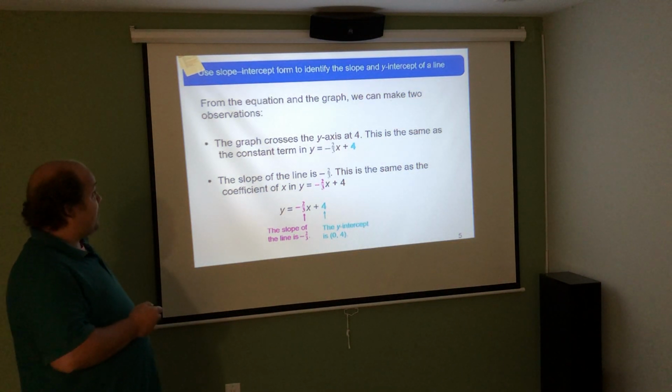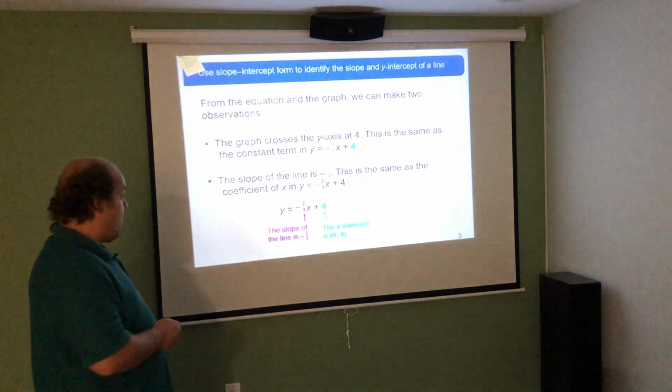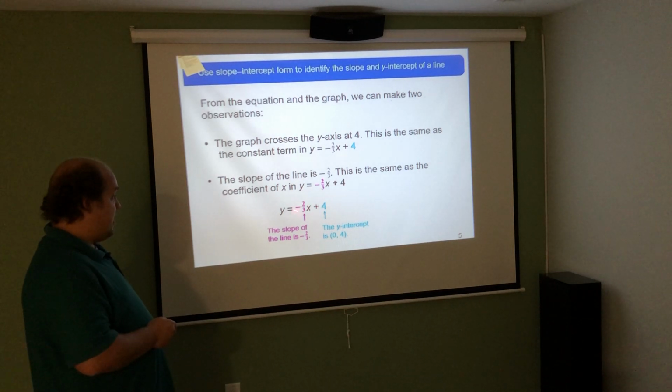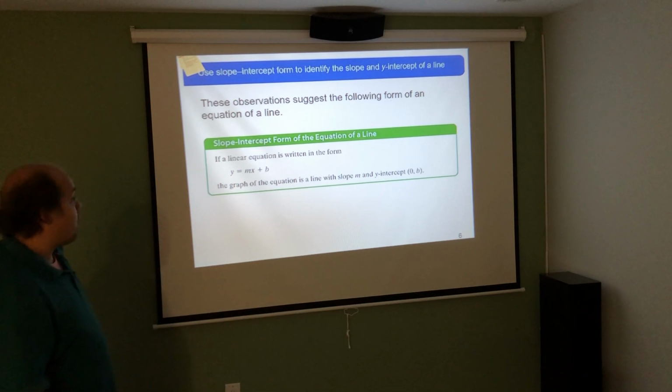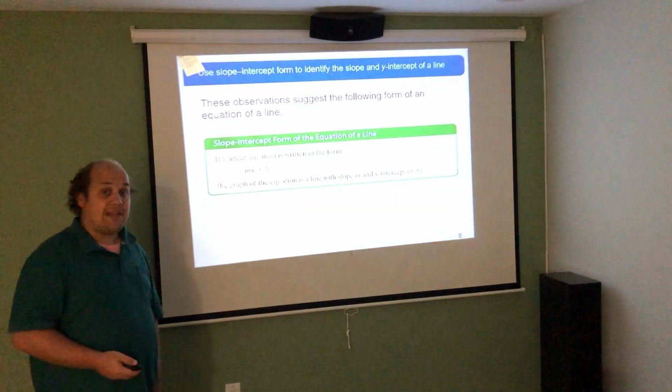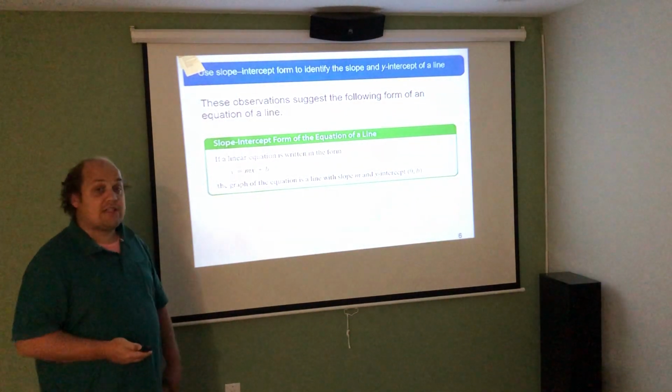So from the equation and the graph, we can make 2 observations. It crosses the y-axis at 4, where this positive 4 is the y-intercept. It moves negative 2 in rise, 3 in run, or this negative 2/3 is the slope. In the general form of the line, y equals mx plus b, this m multiplied by the x is my slope. This b that's after the x is my intercept. So if a linear equation is written in the form y equals mx plus b, then the graph of the equation is a line with slope m and y-intercept (0, b).